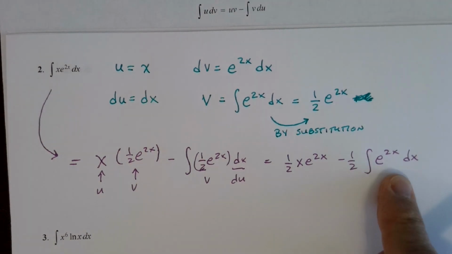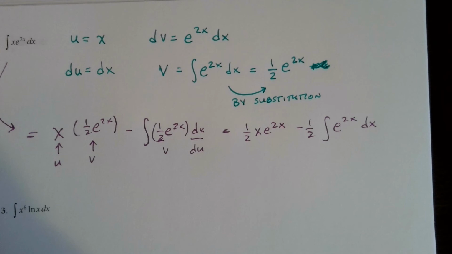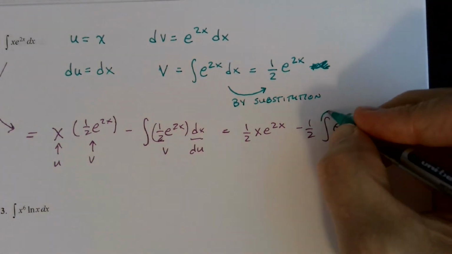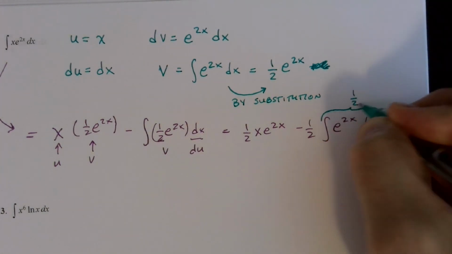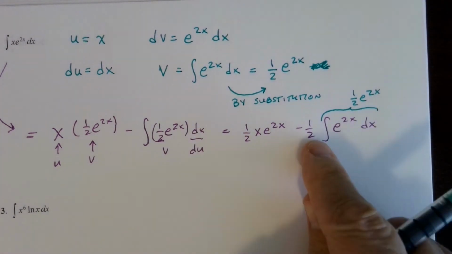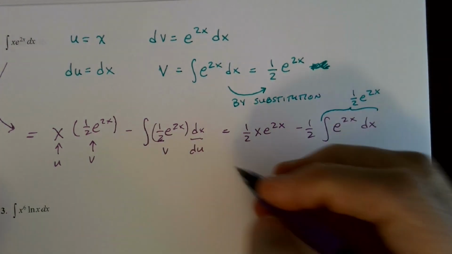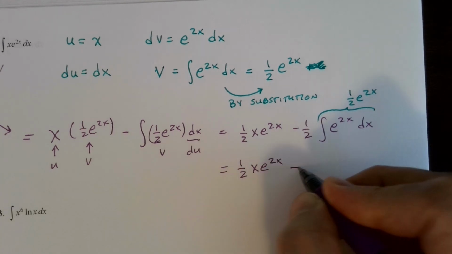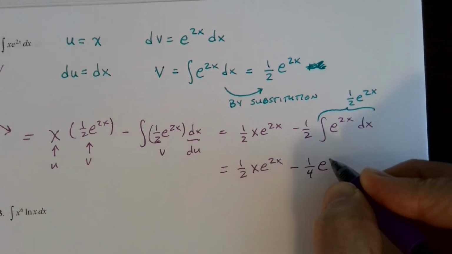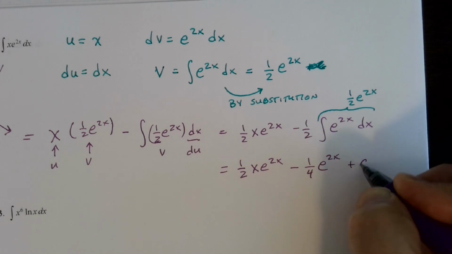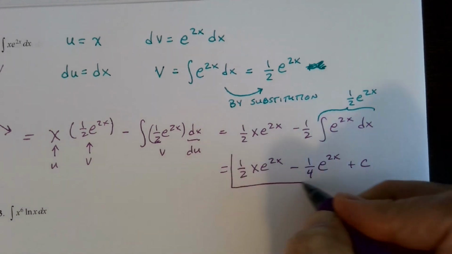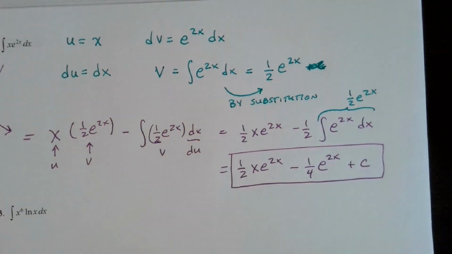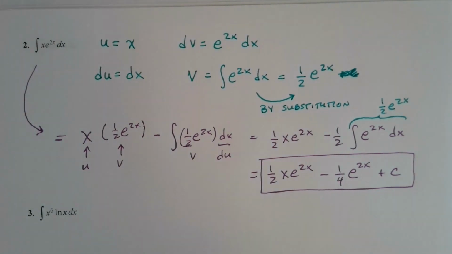Well, integral of e to the 2x sounds familiar. We just did it up here, right? What's this? This right here is going to be, again, 1/2 e to the 2x. But I got a half times a half. That's a fourth, right? So it's 1/2 x e to the 2x minus 1/4 e to the 2x plus c. There's my plus c I put on at the end. There's the antiderivative for x times e to the 2x.